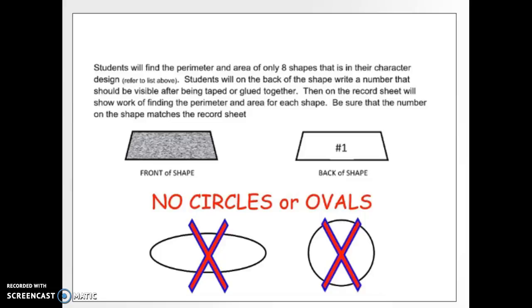On the back of the shape, you're going to write a number that should be visible after being taped or glued. Like I said, most of us are going to probably tape. Then on your record sheet, you'll show the work of finding the perimeter and area for these shapes, and you're going to need to make sure that the number on the shape matches the record sheet. Also, there are absolutely no circles or ovals permitted.